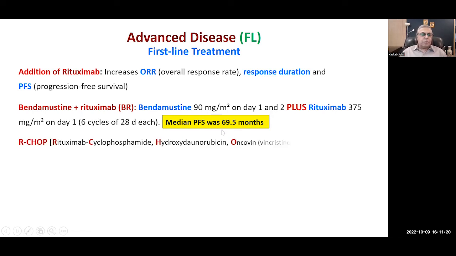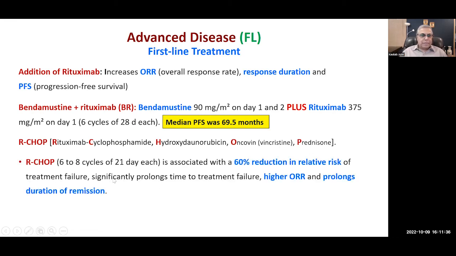The response is good. R-CHOP: rituximab, cyclophosphamide, hydroxydaunorubicin. This is just another name for doxorubicin, okay? Oncovin, which is the brand name for vincristine, and prednisone. R-CHOP, 6 to 8 cycles of 21 days each, is associated with a 60% reduction in relative risk of treatment failure, right? Then we get a higher overall response rate, and it also prolongs the duration of the remission.